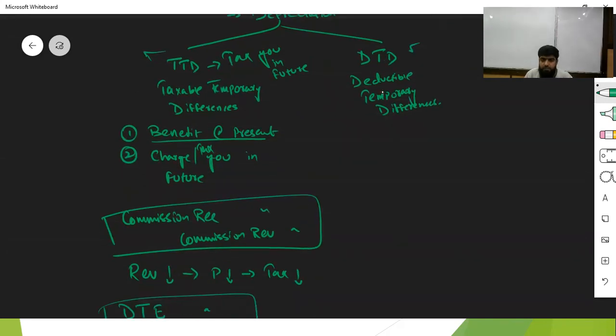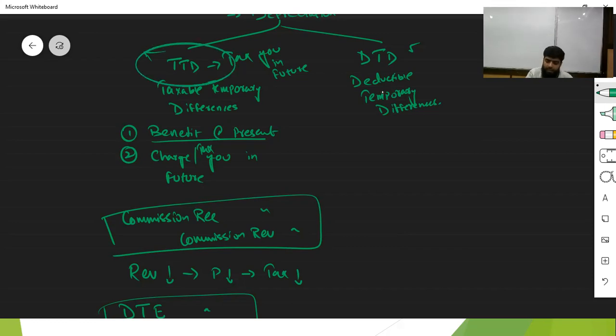Taxable temporary difference. What does it mean? It means you will be benefited today, but you have to pay the extra tax. It's not the end. You shouldn't be happy right now. Why? Because that difference will tax you in future. So any difference which will tax you in future is known as what?